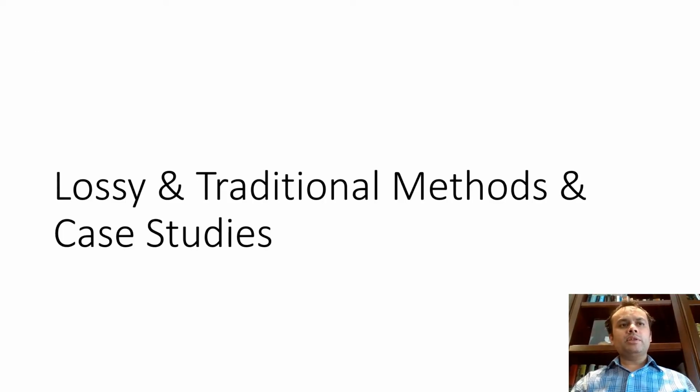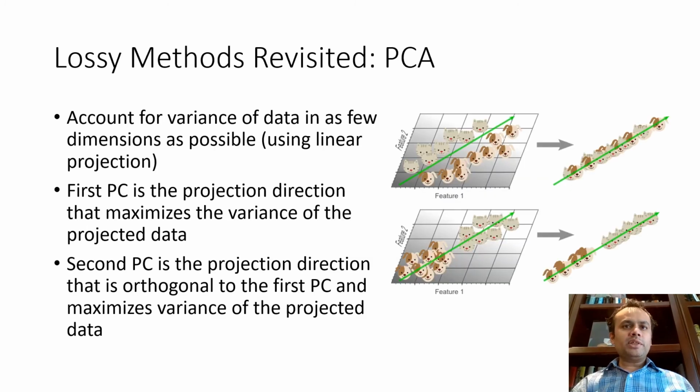So after the discussion of lossless methods and some new research in that area, we move our attention to more traditional lossy methods to create a contrast between the two. We start with one of the most widely known methods, PCA, or Principal Component Analysis. The main idea behind this method is very simple yet elegant: to account for the variance of the data in as few dimensions as possible using linear projection.